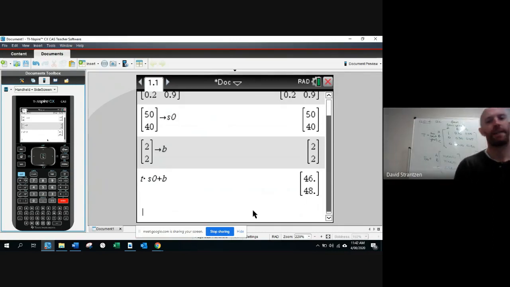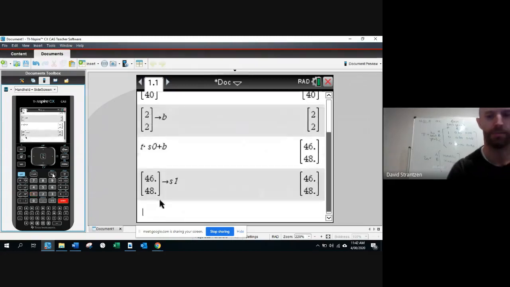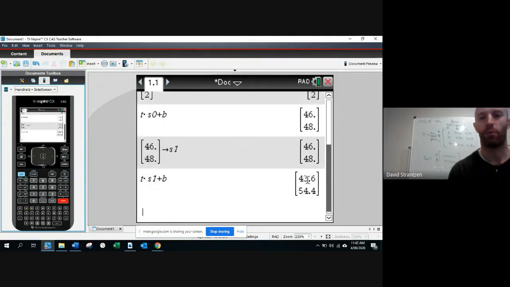Now, if I want to work out the value after 2 weeks, what I can do is store this new matrix as S1. That was the numbers after 1 week. And now I can do T times S1 plus B. I've got to add B every single time. And now we get 43.6 and 54.4.